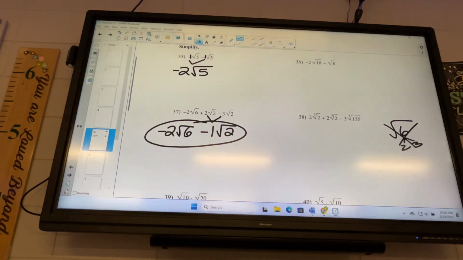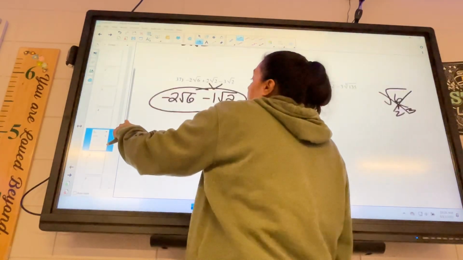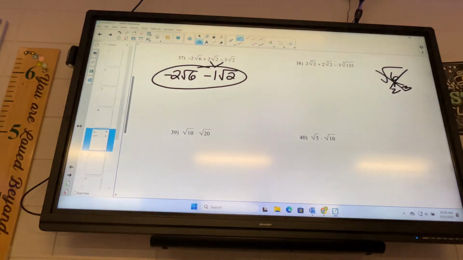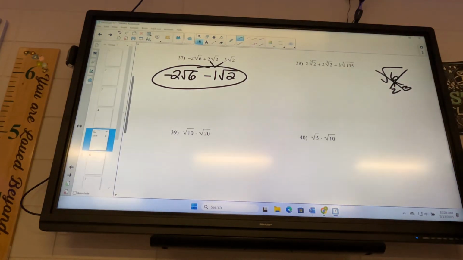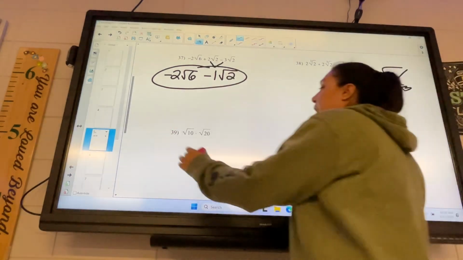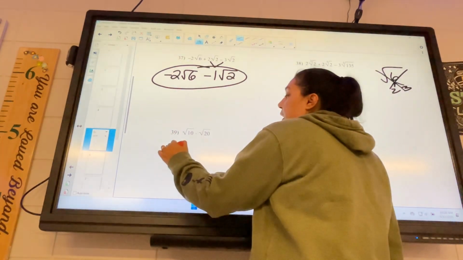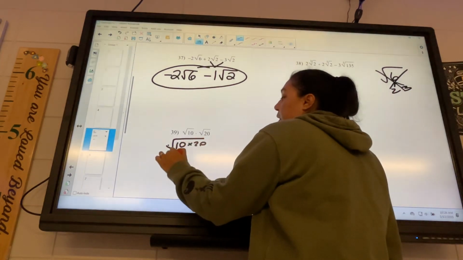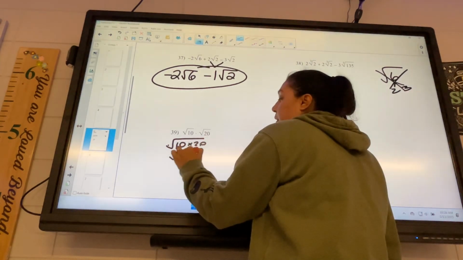Okay, 39. You would multiply the insides together and then multiply the outsides together. Insides go with insides, outsides go with outsides. So 10 times 20? 200. I'm going to do this the long way so you can use it on your paper. So we can say 10 times 20, which gives us 200.